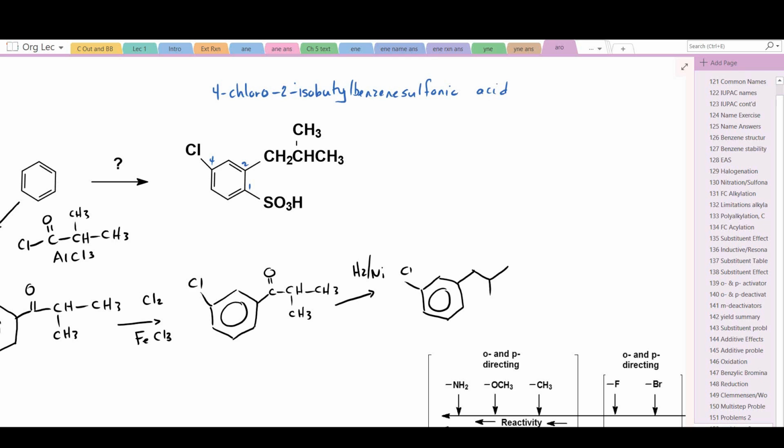The carbonyl group in the benzylic position is particularly susceptible to reduction. And then at this point we can sulfonate. Because our alkyl group is ortho-para-directing, we'd use oleum, which is fuming sulfuric acid. It's a mixture of conc H2SO4, saturated with sulfur trioxide gas.